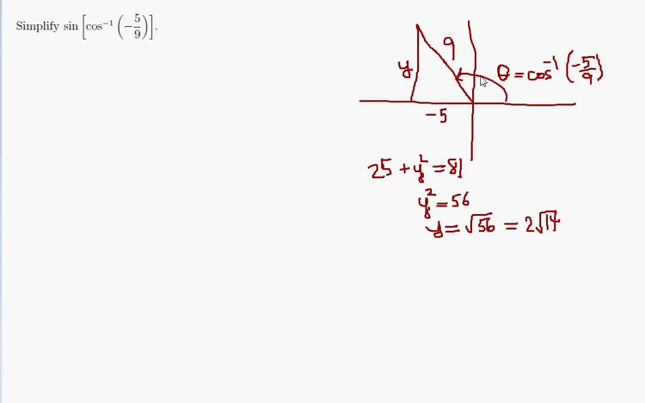And so therefore the sine of the angle is going to be the y coordinate divided by the radial distance. So this is equal to 2 times the square root of 14 over 9.